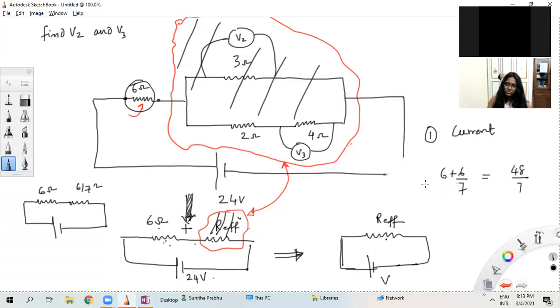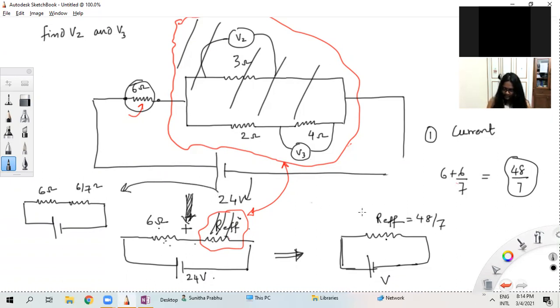How much? 6.85. 6 plus 6 by 7 is 48 by 7. Okay. The U to the LCM. So this is 48 by 7 now. So from here, we came here, from here, we have simplified and got this one, final, isn't it? So now are we in a position to calculate current?